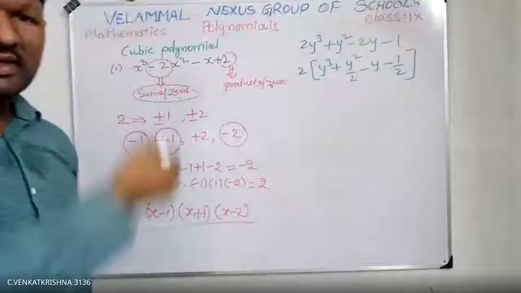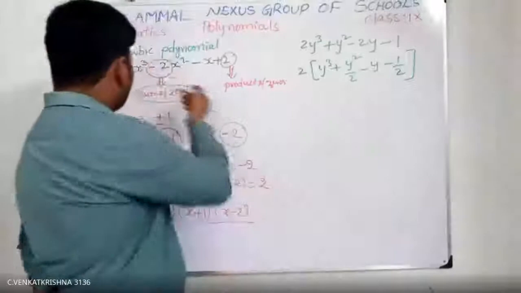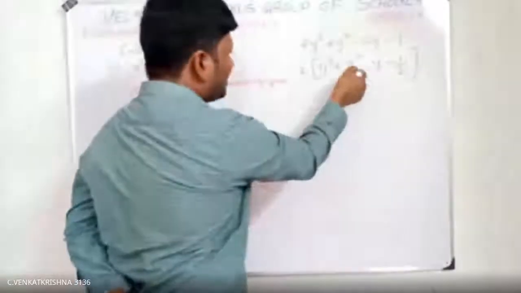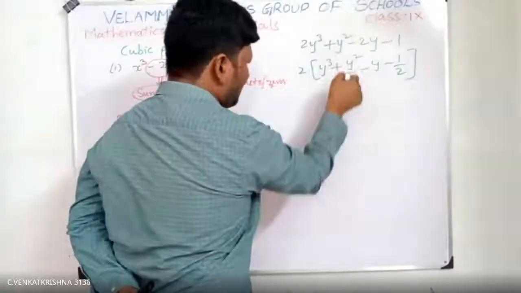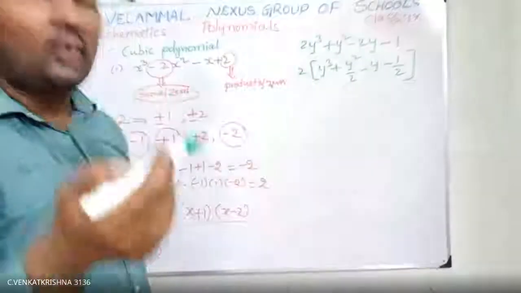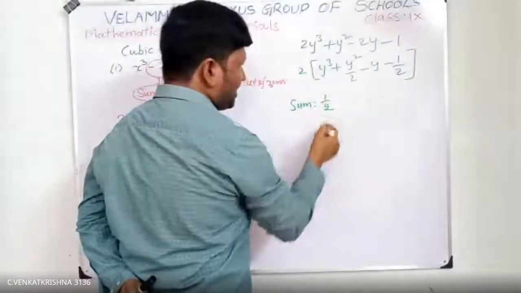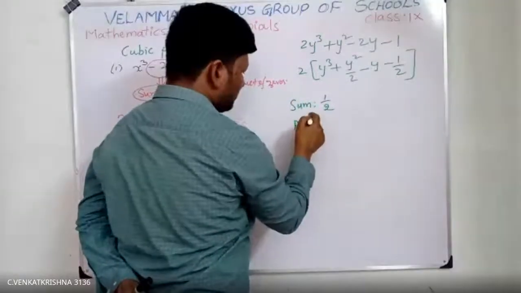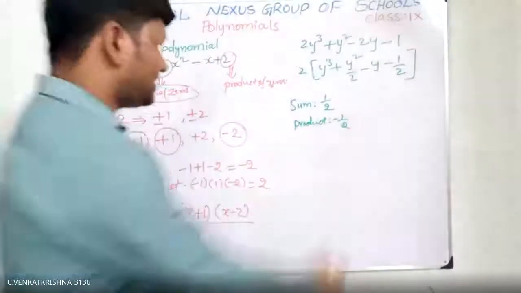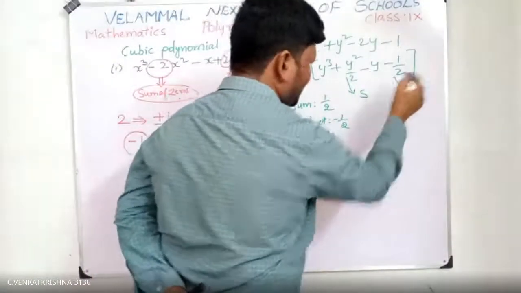So this is our polynomial, in this case same as it is. The y square coefficient is the sum of the zeros. Here the y square coefficient is nothing but 1 by 2, that is 1 by 2 into y square. So the sum is 1 by 2, and the product is minus 1 by 2. This is the sum and this is the product.